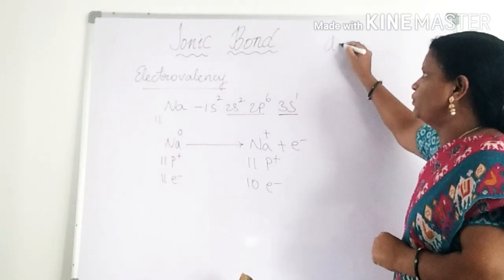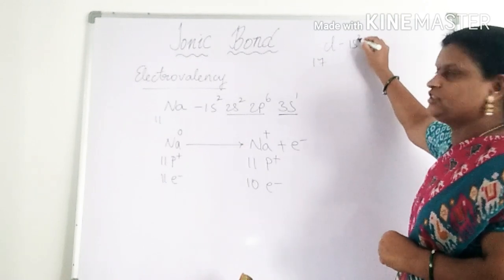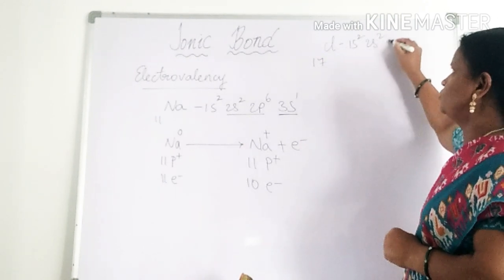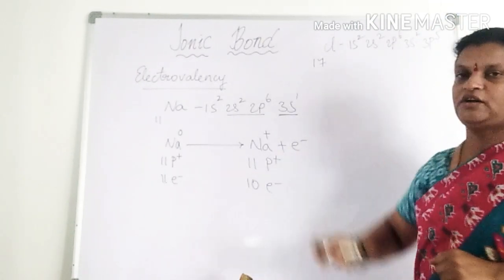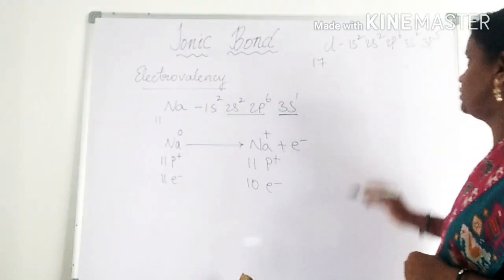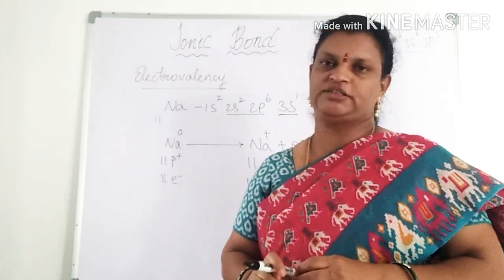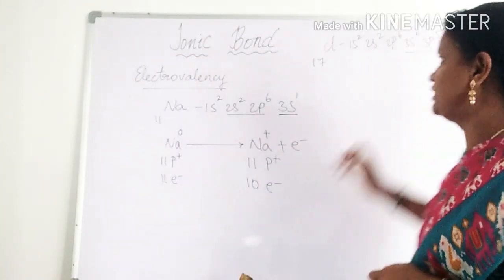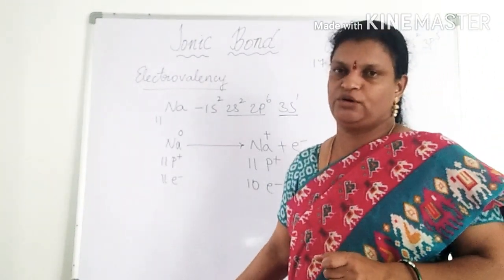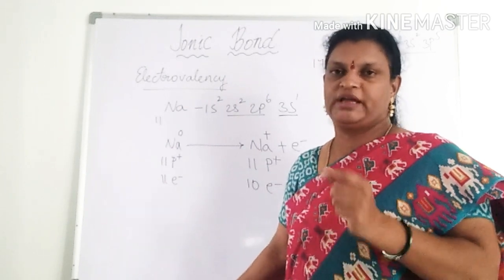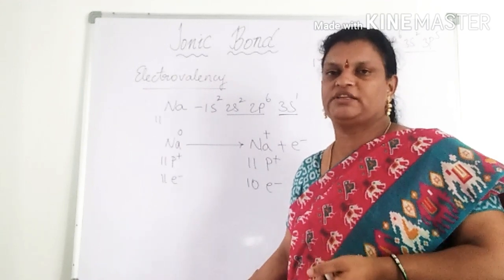Like that, we'll see one more element. I'm taking chlorine. You know already that the atomic number of chlorine is 17. The electronic configuration is 1s2, 2s2, 2p6, 3s2, 3p5. The total number of electrons is 17. Here also, the third shell becomes the outermost shell, the valence shell, and it has 7 electrons. So it wants to gain 1 electron, and by gaining 1 electron it is going to attain the octet configuration.